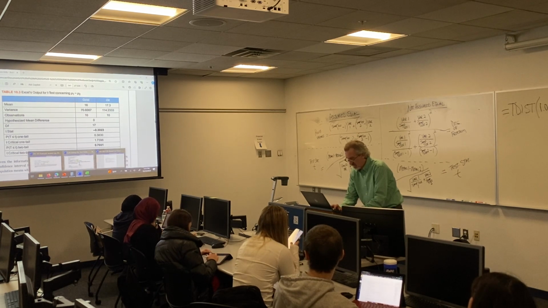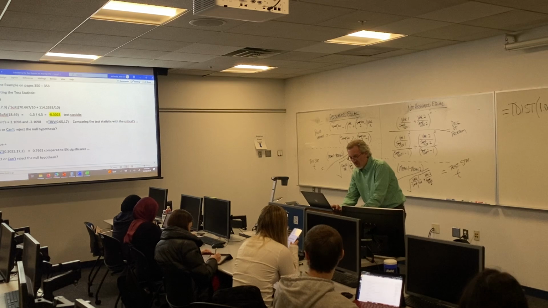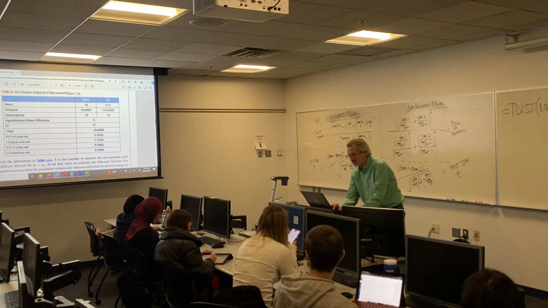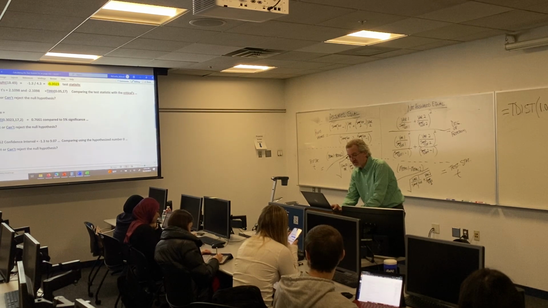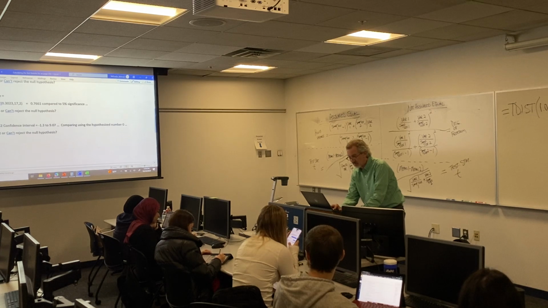And then on here, if I did p-value, I did equals T.DIST, 0.3023. Notice I dropped the negative off right there. 17 is the degrees of freedom. 2 for two-tail, got 0.7661. Go look at the output. There's where that 0.7661 came from, right there, that formula. So you can match all of this up to all the formulas we've been learning to that computer printout.